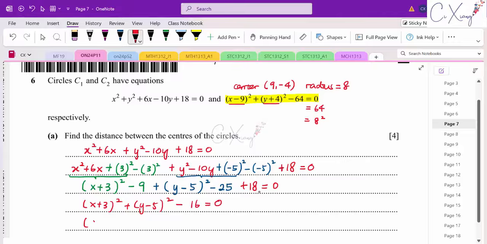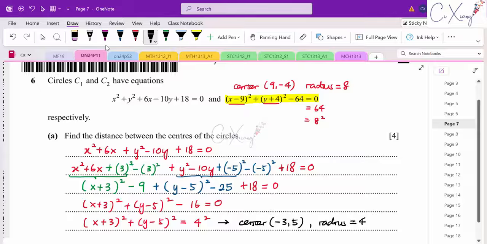Okay, then I try to rewrite it one more time because from here I want to know basically the radius of my first circle. 16 can be written as 4 squared. So from here, if you want to know a little bit more about this circle, you should know that the center is actually (−3, 5). Then the radius is equal to 4.